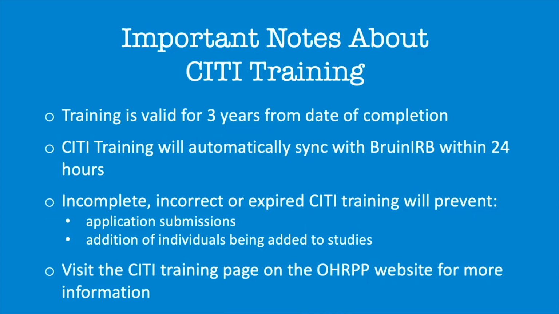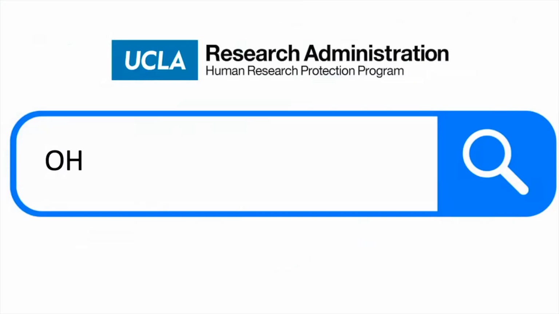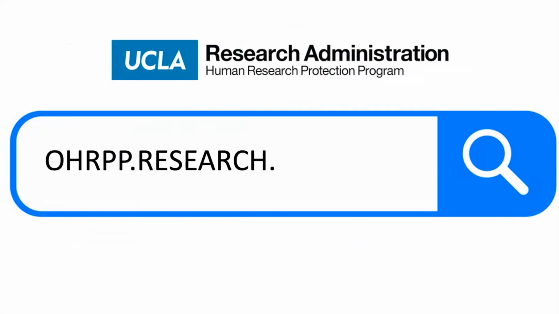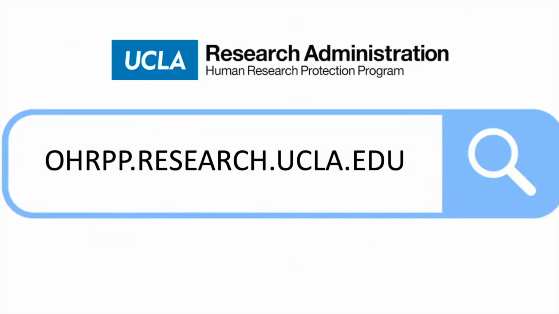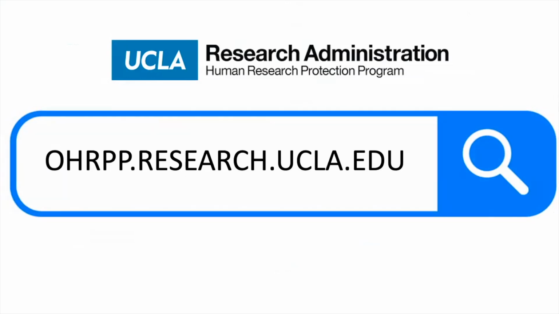Refer to the description box for the link to this page, which includes more details about training requirements, frequently asked questions, and troubleshooting information. Please visit the OHRPP website at ohrpp.research.ucla.edu to access resources on this topic and other resources on human subjects research.